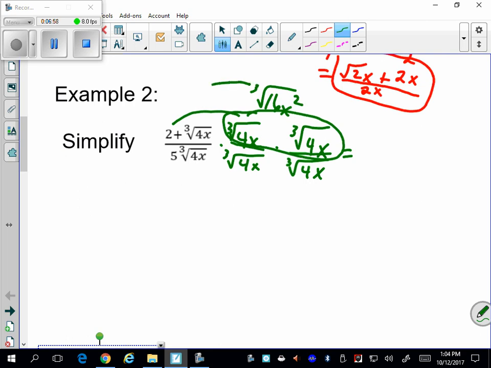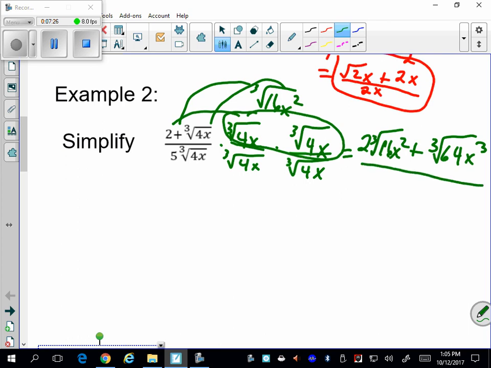So 2 times the cube root of 16x squared is 2 cube root of 16x squared. Plus, we take the cube root of 16x squared times the cube root of 4x. And so that's the cube root of 64x to the third. And notice I'm not simplifying anything. I'm just multiplying together in this step. That's all I'm going to do. We have 5 as the coefficient, and then 4x times 4x times 4x is 64x to the third.